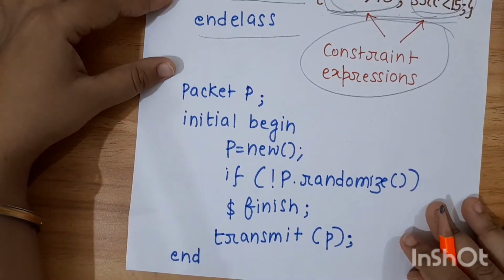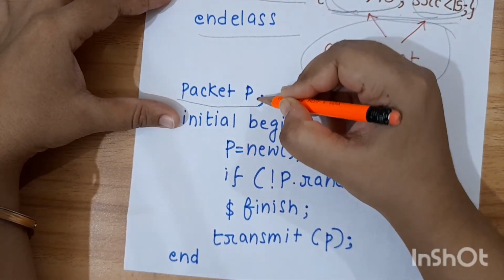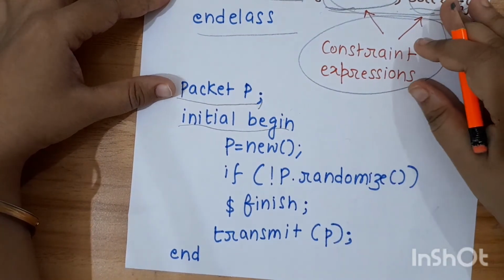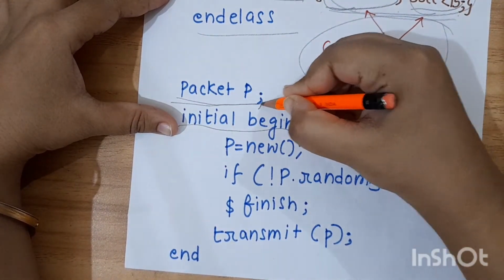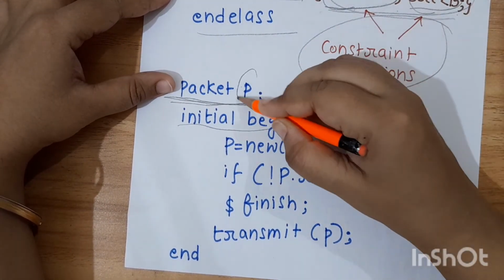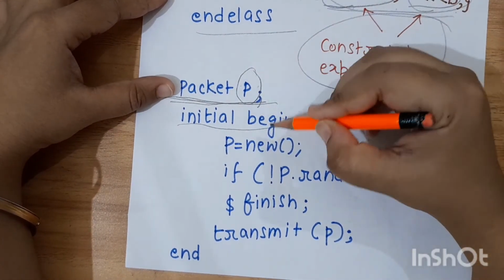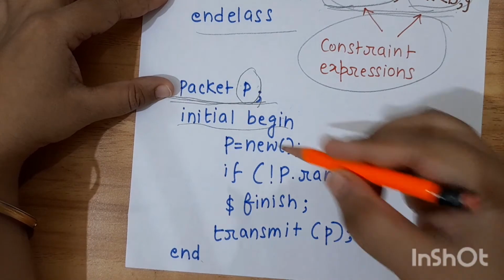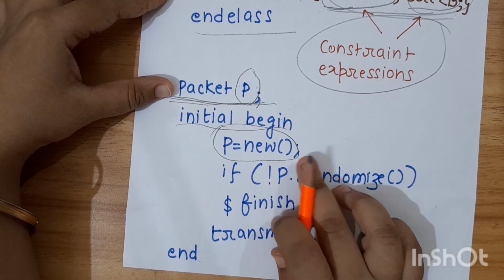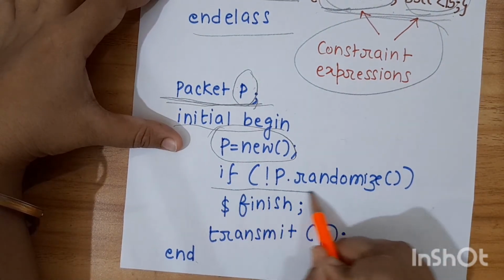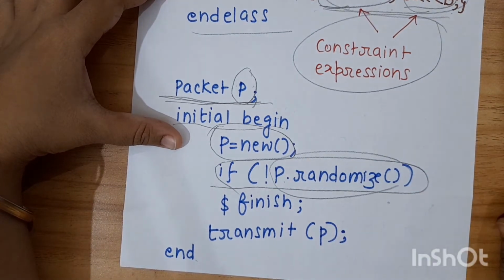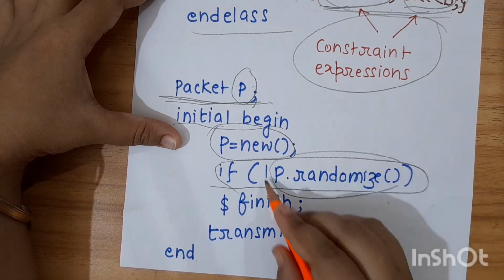Now suppose in another class or another module, this packet P is instantiated. P is the class handle for packet. Now I have to build the packets inside the initial begin and I am calling the constructor new function. So P is equal to new bracket semicolon. Then I have to check the randomization. If P dot randomize I do, it is successful, that is 1, not successful is 0.